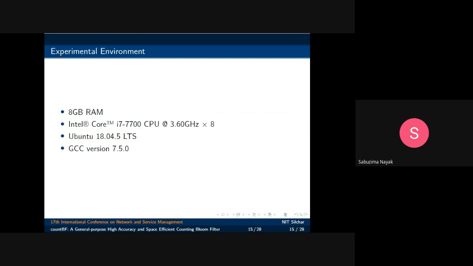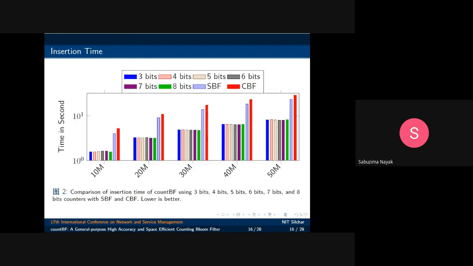These are our experimental environment. For our experiment, we have considered 6 bit lengths, that is 3 bit, 4 bit, 5 bit, 6 bit, 7 bit, and 8 bits. And we have also compared our CountBF with another 2 types of Bloom filter, that is standard Bloom filter and counting Bloom filter, CBF.